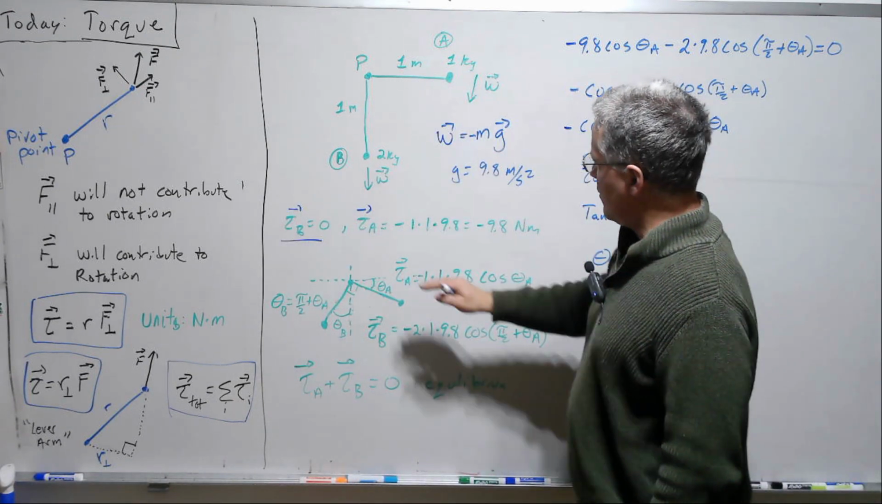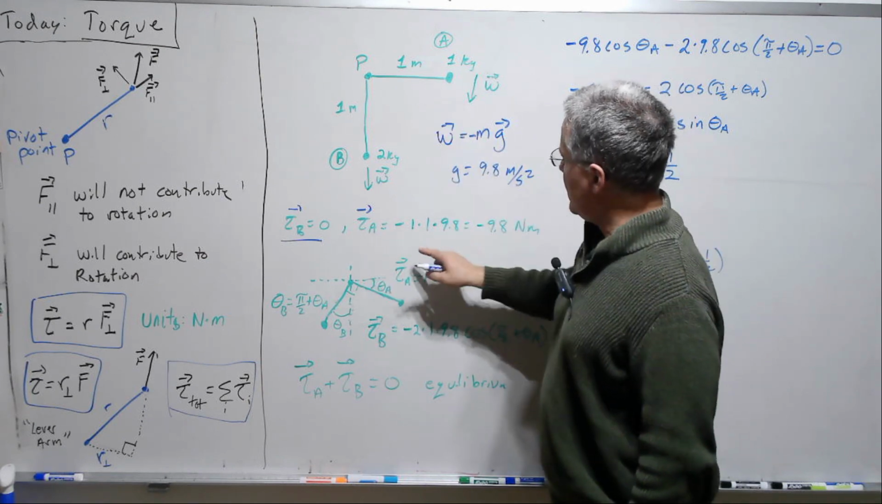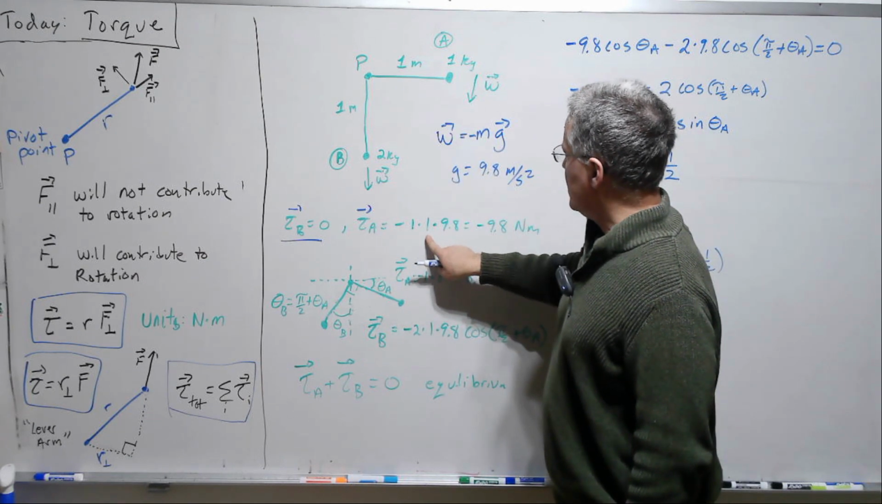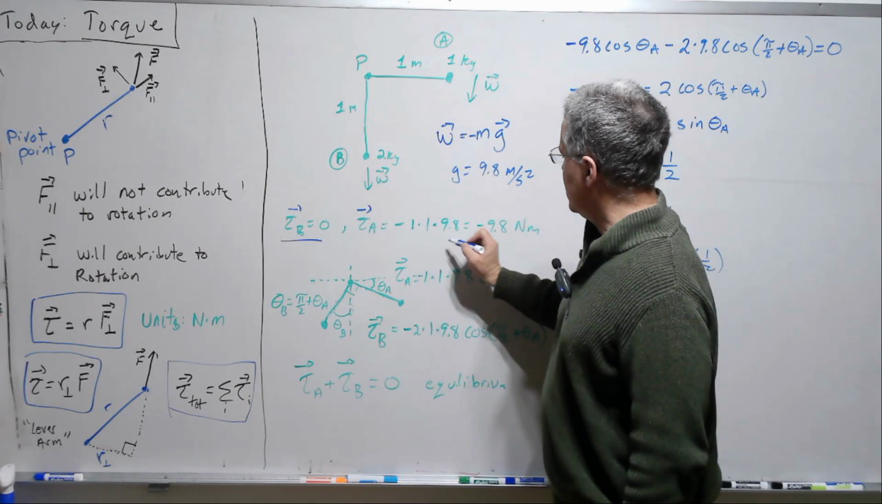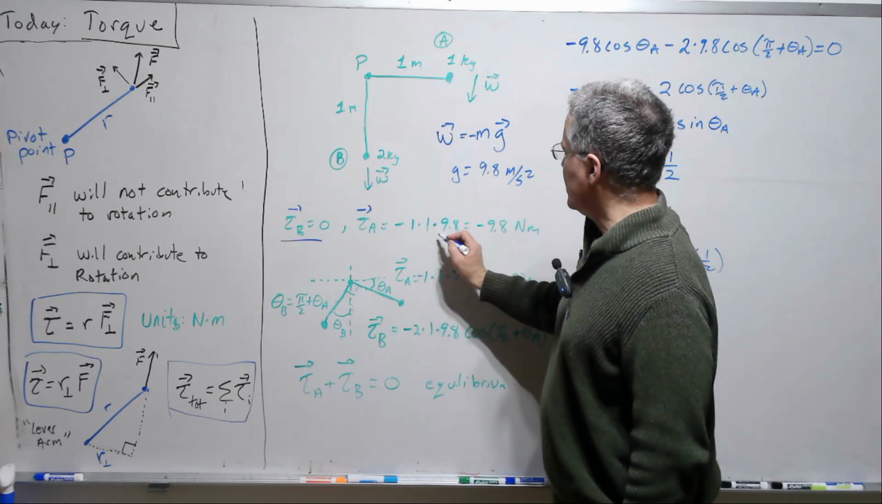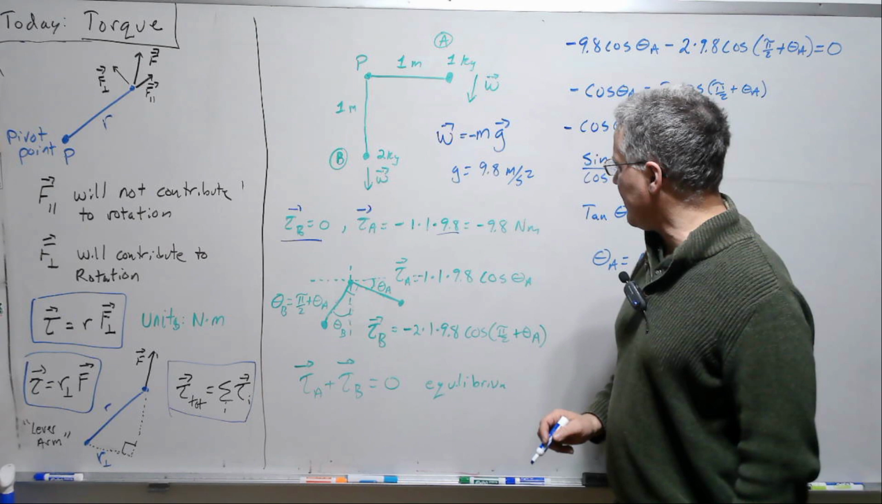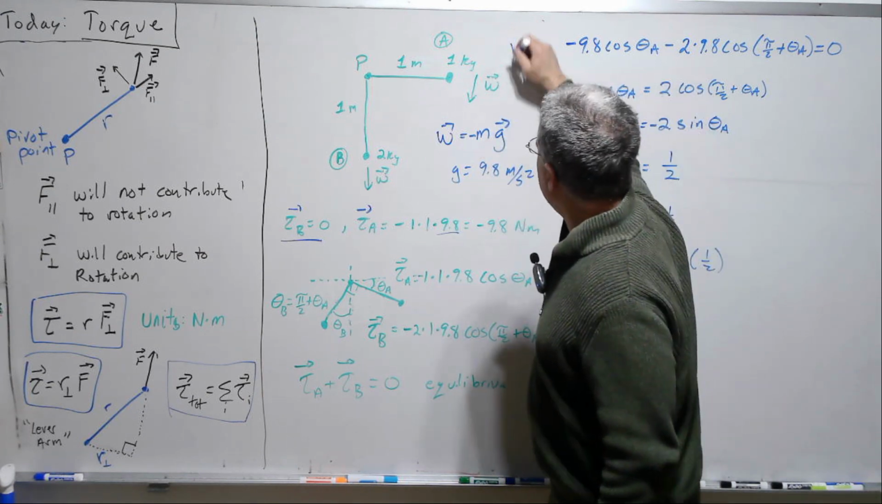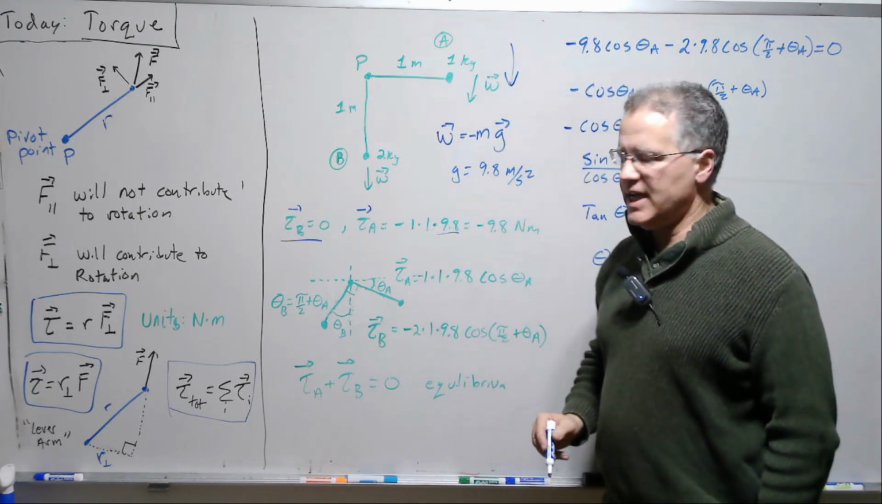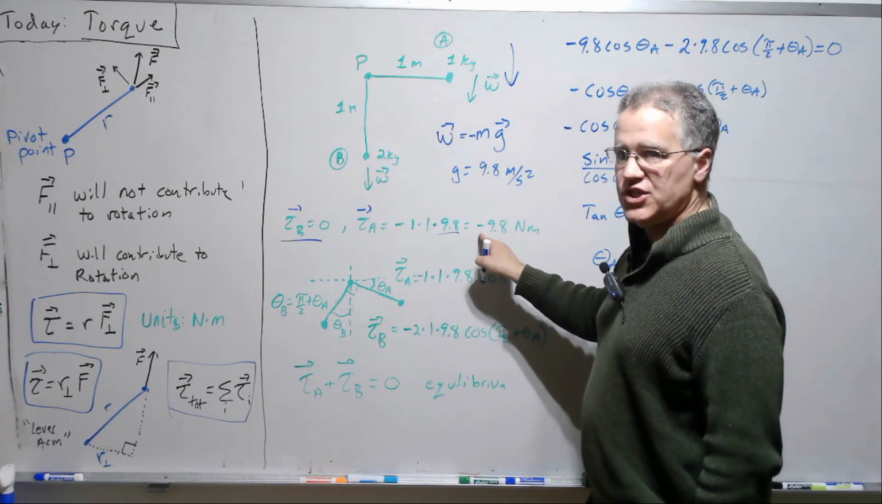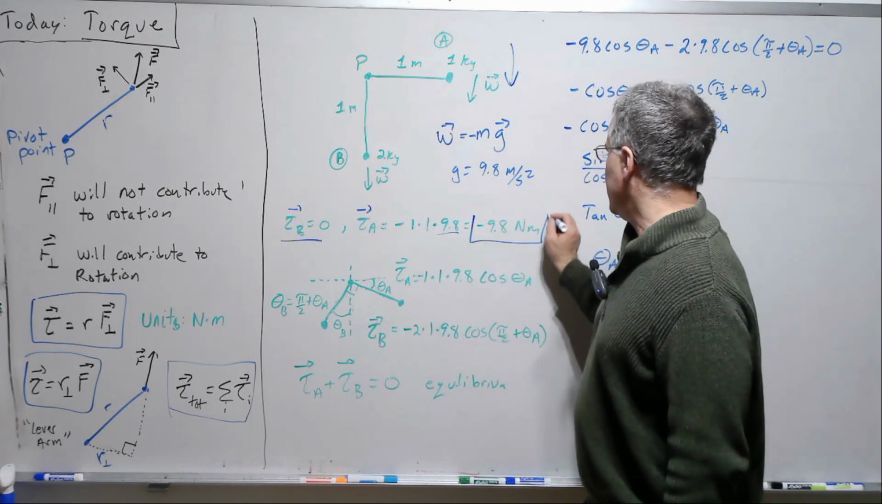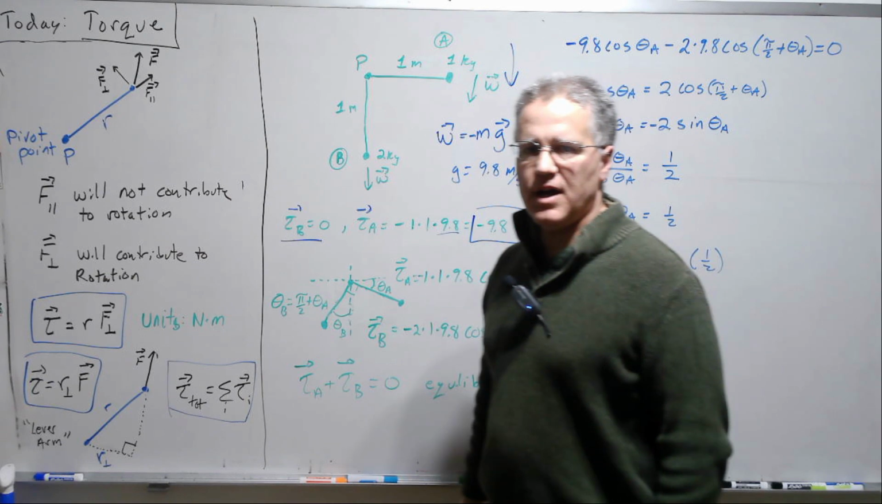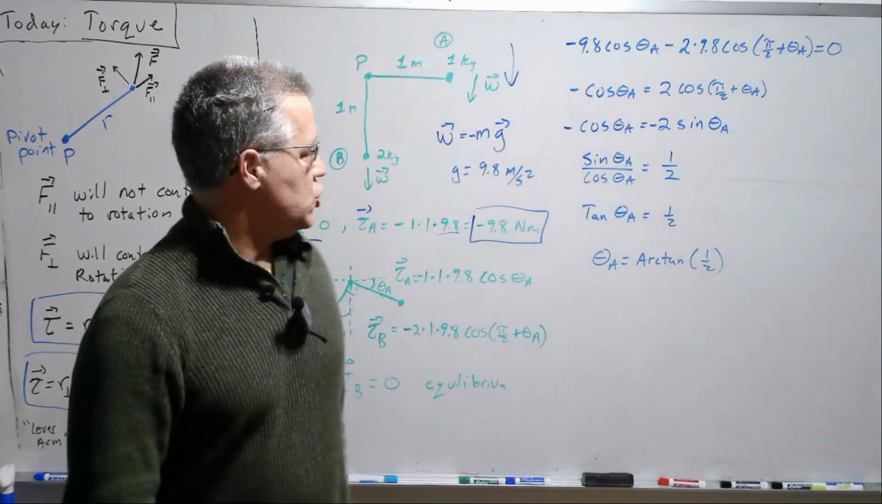And the torque for A then is going to be 1 meter times the mass times the acceleration due to gravity. Now this is eliciting a clockwise rotation, so by convention we use a minus sign here, and that gives us minus 9.8 Newton meters.